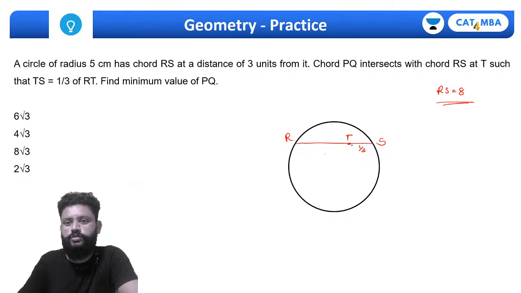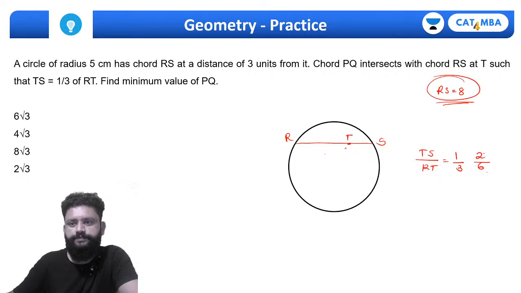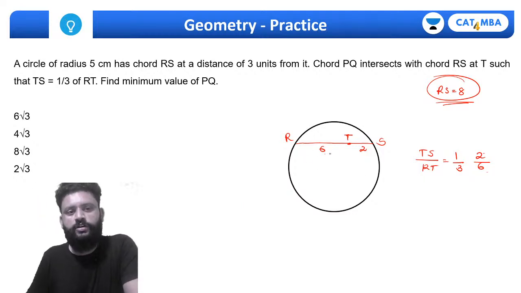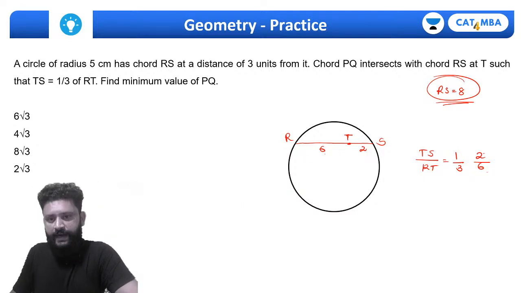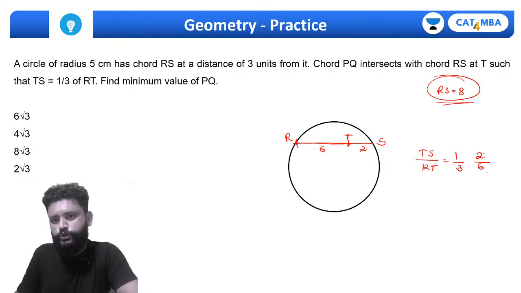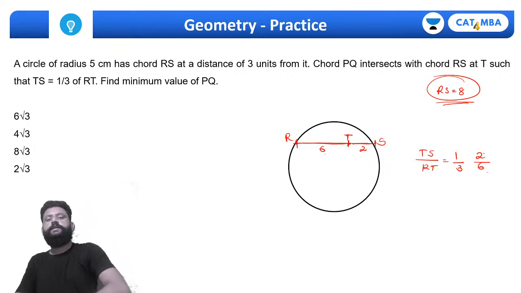No, it is not 2/3, it is 1/3 of RT. So the ratio TS upon RT, अगर TS 1 है तो ये 3 है, तो अगर ये 2 है तो ये 6 है, 2 plus 6 होता है 8, right? That's the simple. So ये 2 units है और यहाँ पे ये point जो है ये 6 units. It's not 1/3 of the total, it's 1/3 of RT. RT है 6 और 6 का 1/3 करोगे तो ये है 2, TS, and the total is 8.